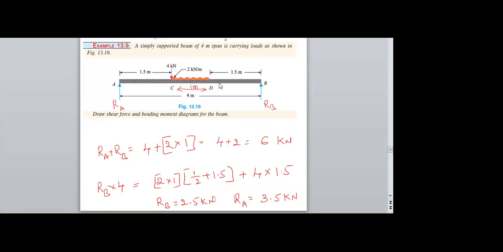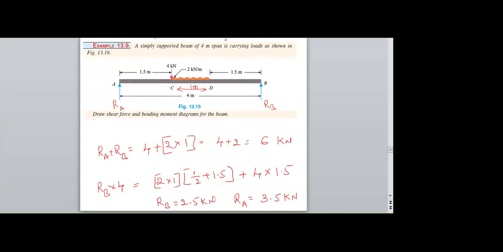So read the problem once more. A simply supported beam of 4 meter span. Here the beam has 4 meter span and carrying a point load as shown in the figure. So here the loads are shown in the figure and the beam is shown in the figure. Draw the shear force and bending moment diagram for the beam.